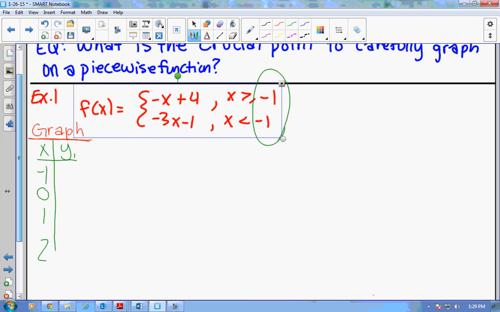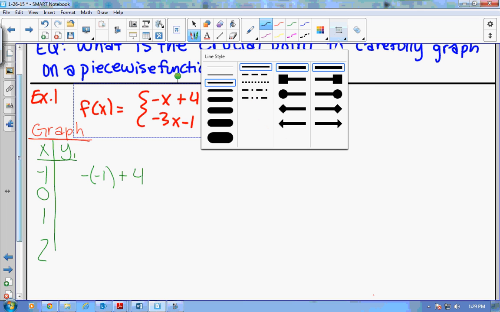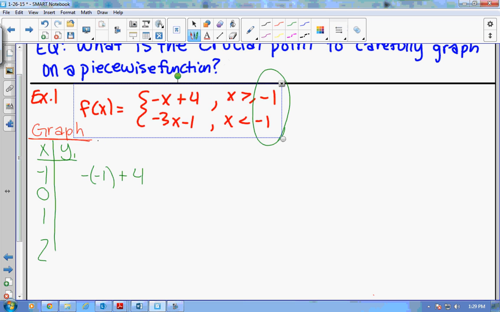So the top function is negative x plus 4. So I take my x, I plug in -1. But I have a -1. What's our little saying for that? Two negatives make a positive. Positive 1 plus 4 is 5. Can you do the rest? Plug in 0. Plug in 1. Because it's linear, you should see a pattern.